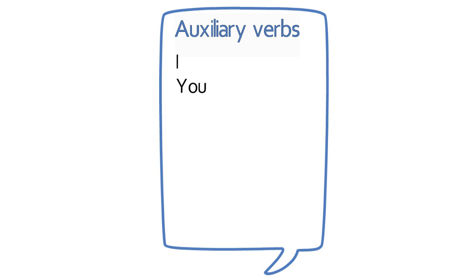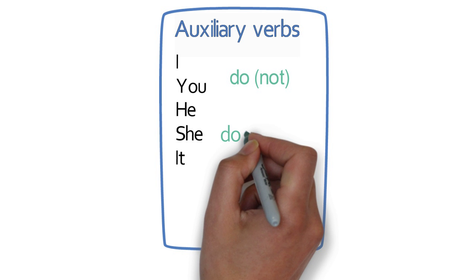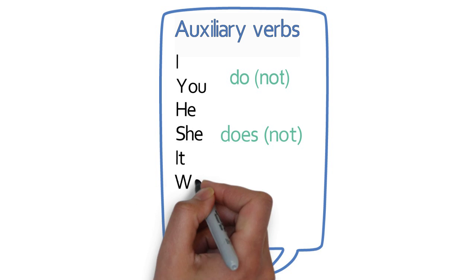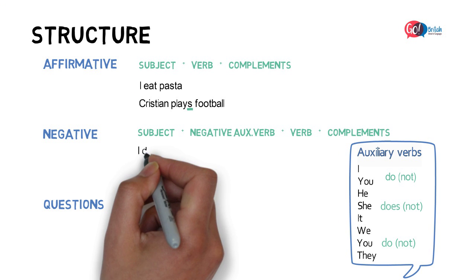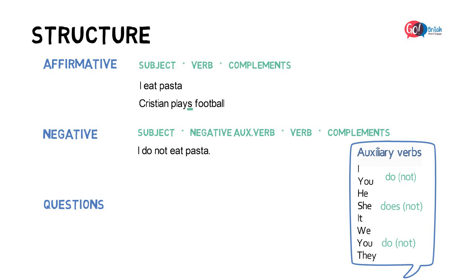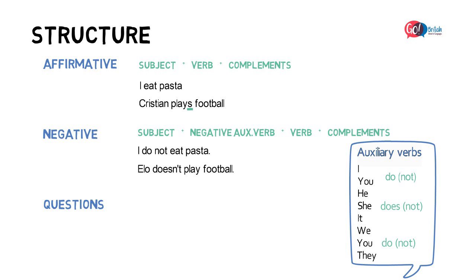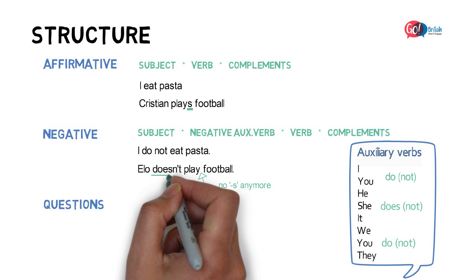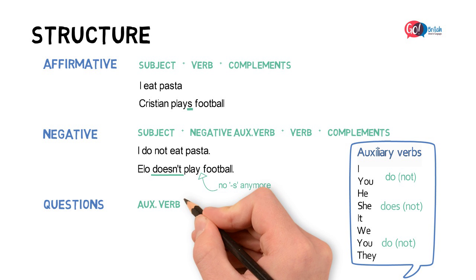For example, for the present simple, I and you, the auxiliary verb is do or do not. For he, she, or it, it is does or does not. And for the rest, it's again do or do not. For example, I do not eat pasta, or Elo, who is she, doesn't play football. And look here, in the negative sentence, I don't include the S anymore because I am using the negative auxiliary verb. Good.